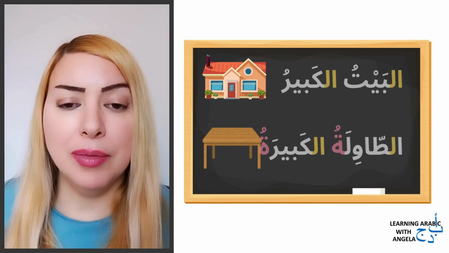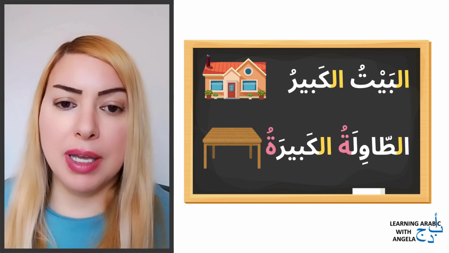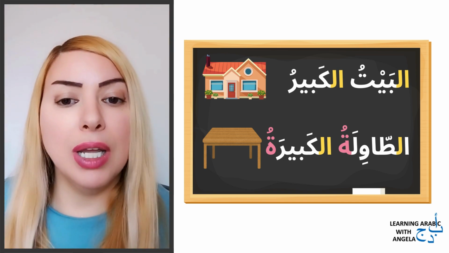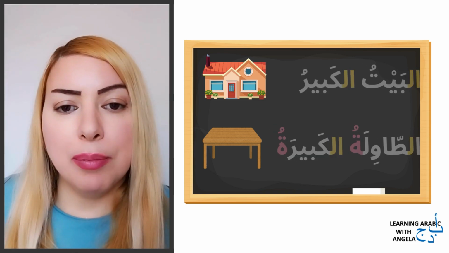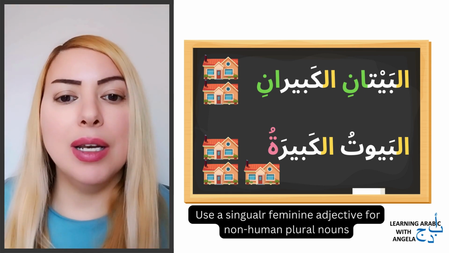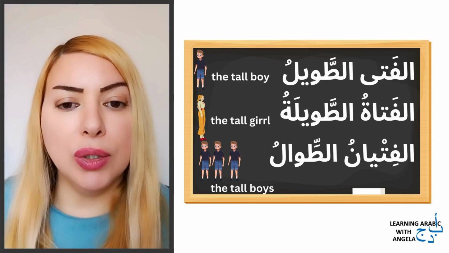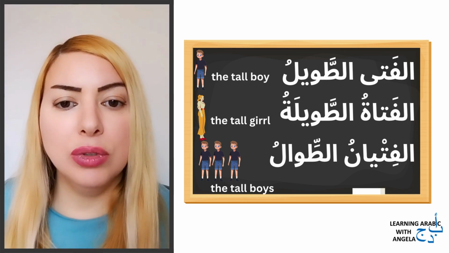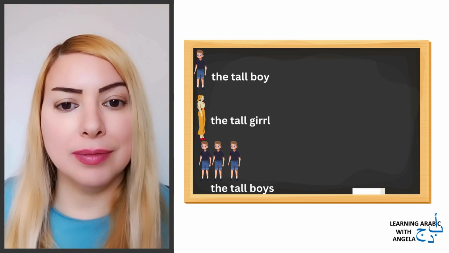For example, البيت الكبير, the big house. الطاولة الكبيرة, the big table. Or for example, البيتان الكبيران, البيوت الكبيرة. الفتى الطويل, الفتاة الطويلة. الفتيان الطوال.